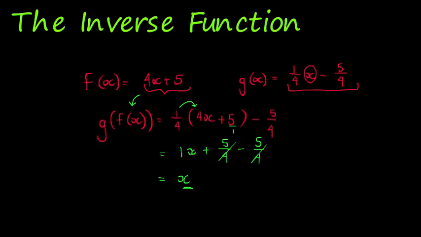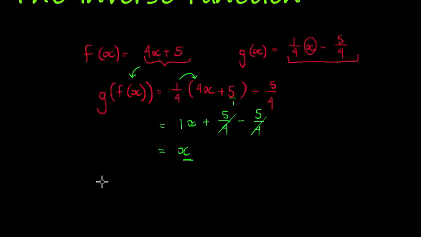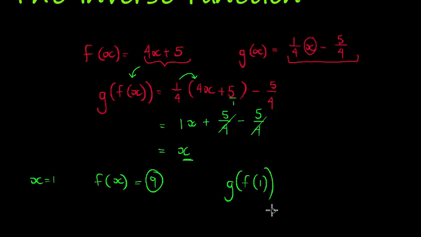So let me give an example now. Let's just make it easy for ourselves. Let's say x is equal to 1. If I take x is equal to 1, then f of 1 is equal to 4 times 1 plus 5, that's 9. Now I take 9 and put it into g of x. Do you notice what I did there? Sorry, this is not f of x, that's f of 1. Now I take f of 1 and put it into g of x.